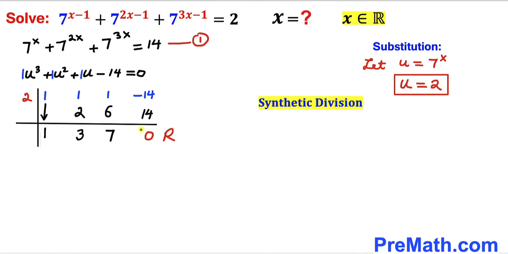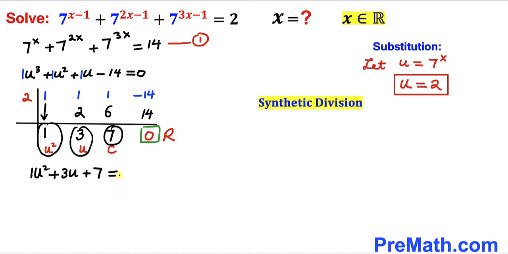And once we have a 0 remainder, we are going to focus on these numbers. This number is going to be our constant. This is going to be u, and this is going to be u square. So therefore, this is going to become simply 1 times u square, plus 3 times u, and then plus this number, simply 7 as constant, equal to 0. So thus we end up with this quadratic equation.